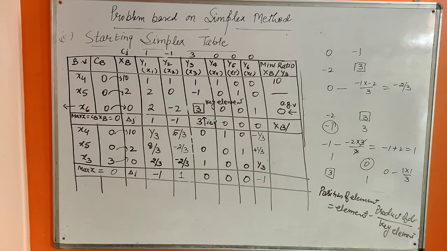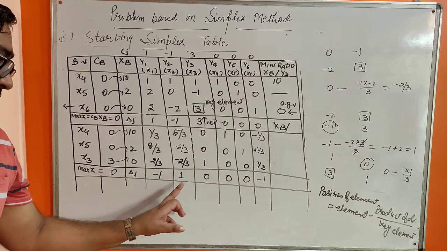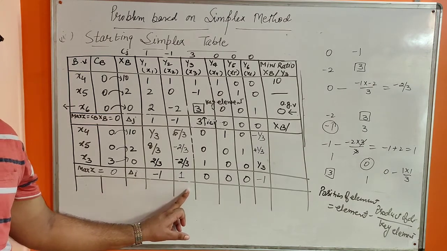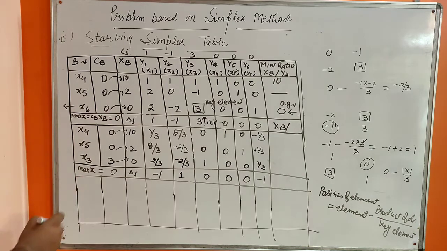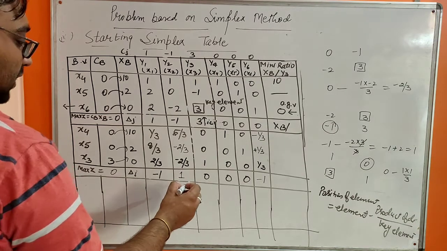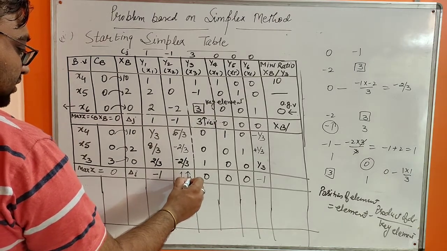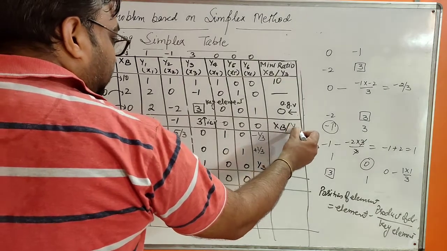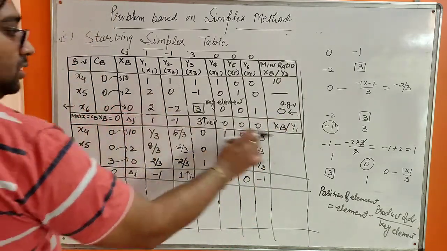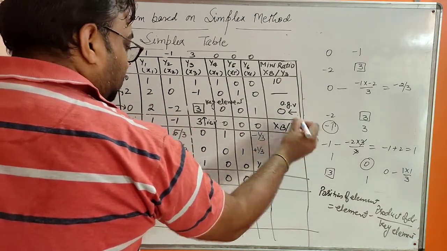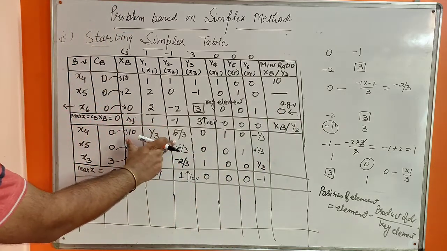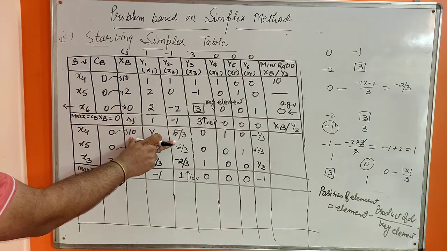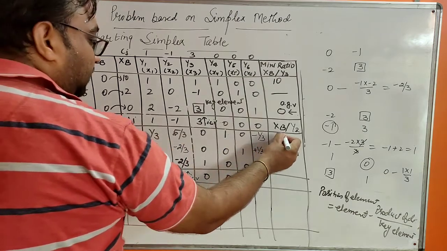Now moving on to the next step. See whether there is any positive delta j. Yes, there is one. Delta j is positive. So we can move further. Identify what is maximum delta j. Most positive delta j is 1. So this is ICD, incoming vector. So we divide x by minus y2. So when we divide this 10 by 5 by 3, then this will convert into 6.